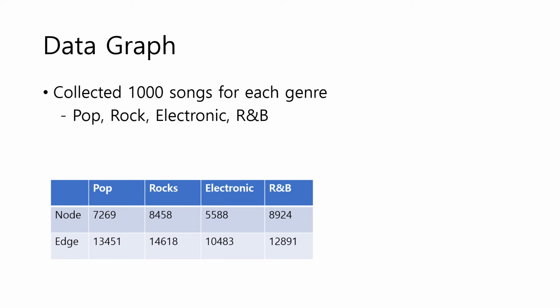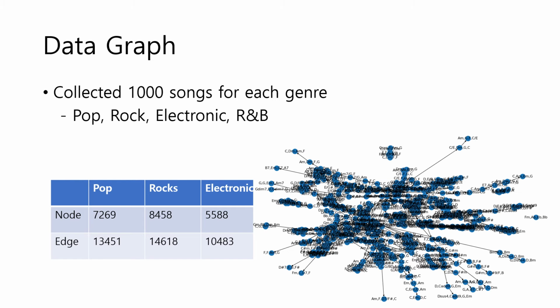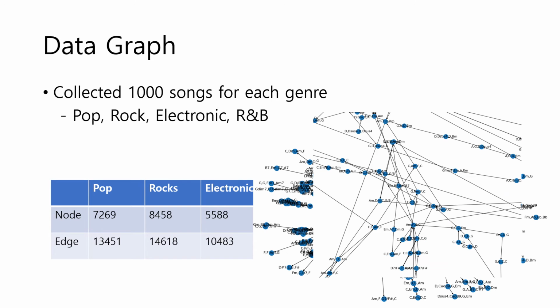We made a total of 4 graphs, and the number of nodes and edges are shown in the chart. This is the structure of our dataset. It is in the form of a graph. As you can see, each sequence of 4 chords is a node, and each node points to the former sequence of chords.